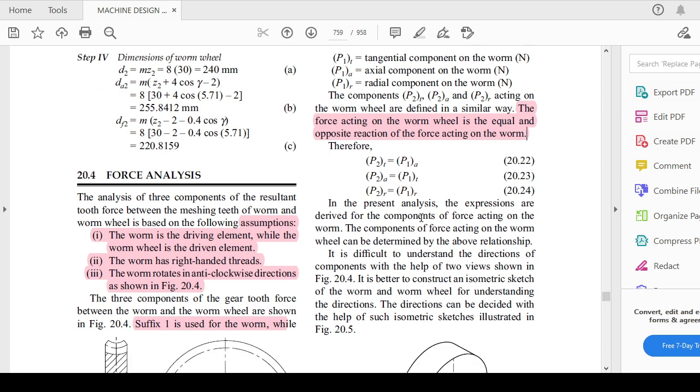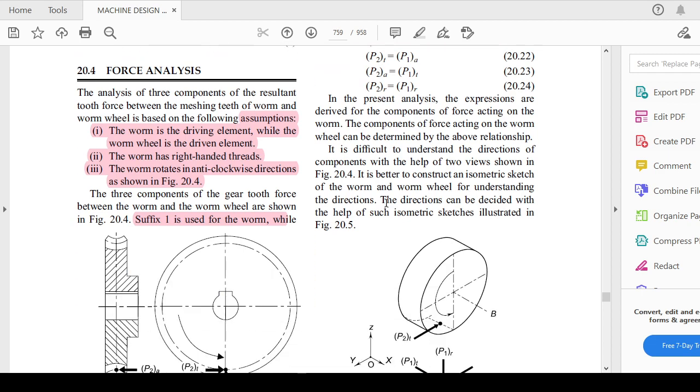So this is the expression derived for the components of the force acting on the worm. The components of the force acting on the worm will be determined by the above relationship. It means if you are able to calculate the loads on the worm, then similarly with the help of these relations, from equations 21, 22, 23 and 24, you can calculate the force acting on the worm wheel.